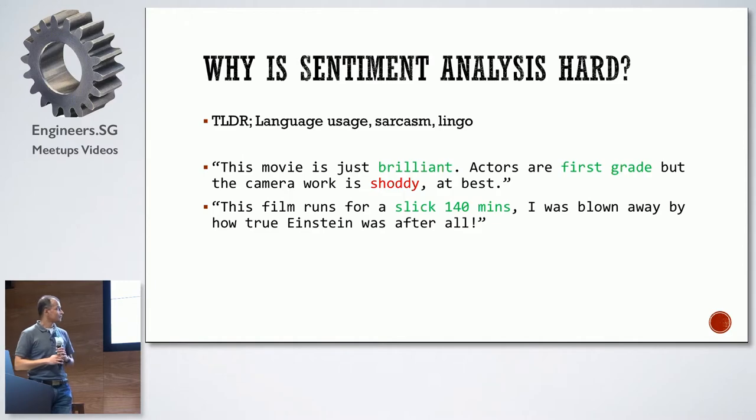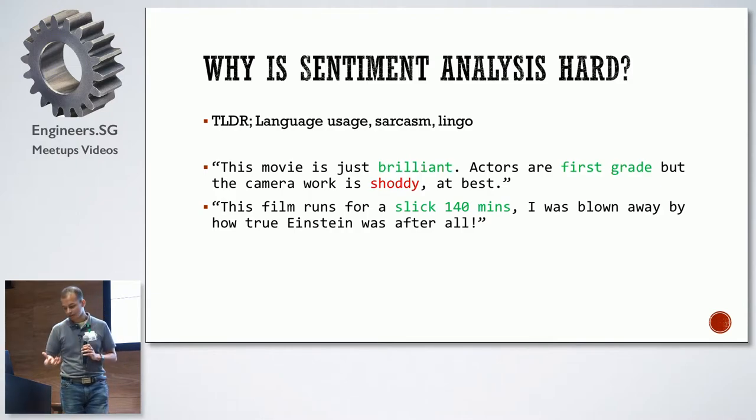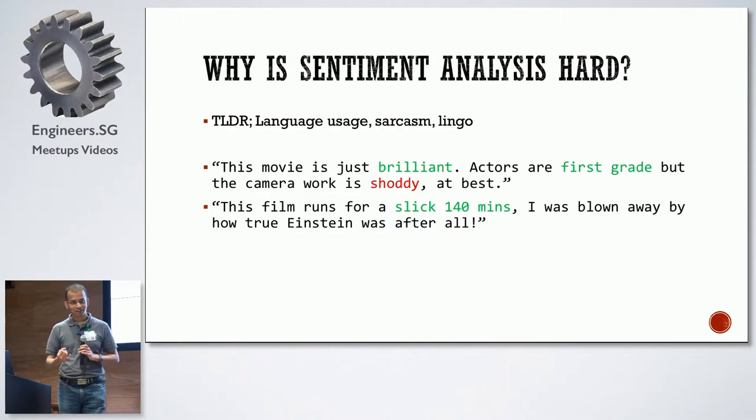And this is another example. The film runs for a slick 140 minutes. I was just blown away by how true Einstein was after all. This is one sheer example of how human beings have evolved to make sarcasm and comedy work for us. Although we have brilliant deep learning or machine learning research that works at 99% accuracy and things like that, a computer cannot understand a joke. A computer cannot understand sarcasm. A computer cannot understand emotion. These are all areas where machine learning would fail.